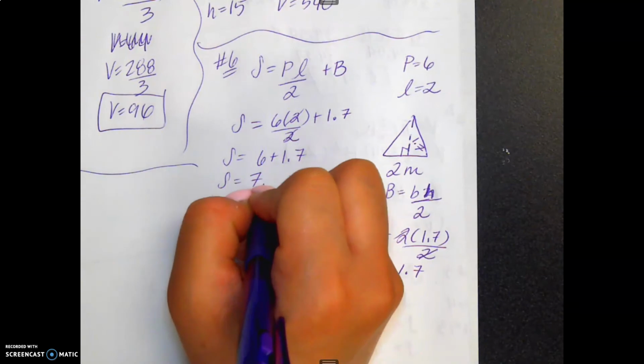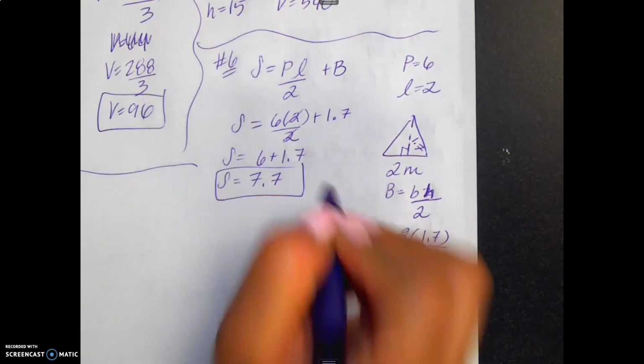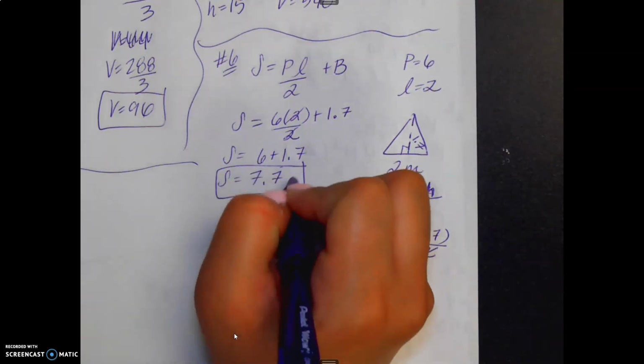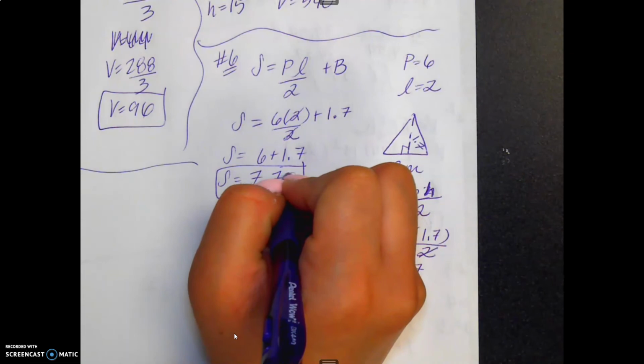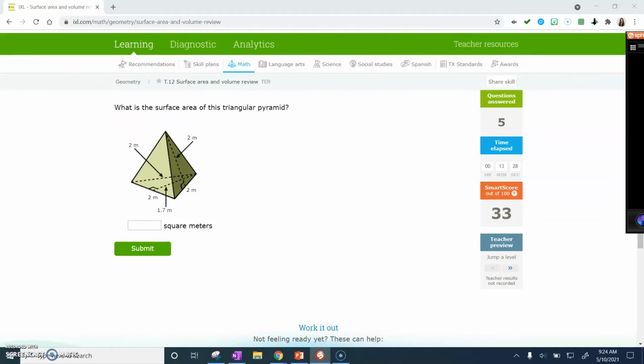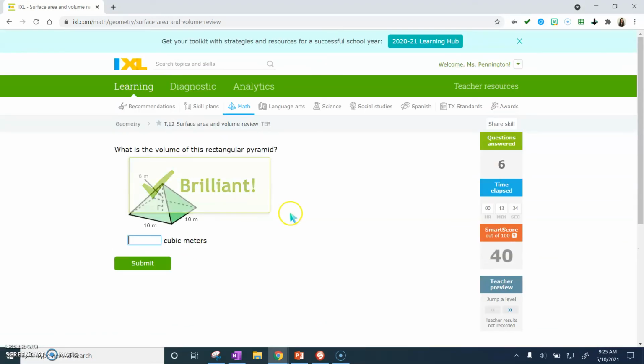My surface area would be 7.7. All right, so it tells me to round to the nearest hundredth. I don't have a second decimal here. I mean, I can throw in a 0 here if we want to. I believe 7.7 should be fine. The IXL scares me a little bit, so I'm going to put the 0 there.